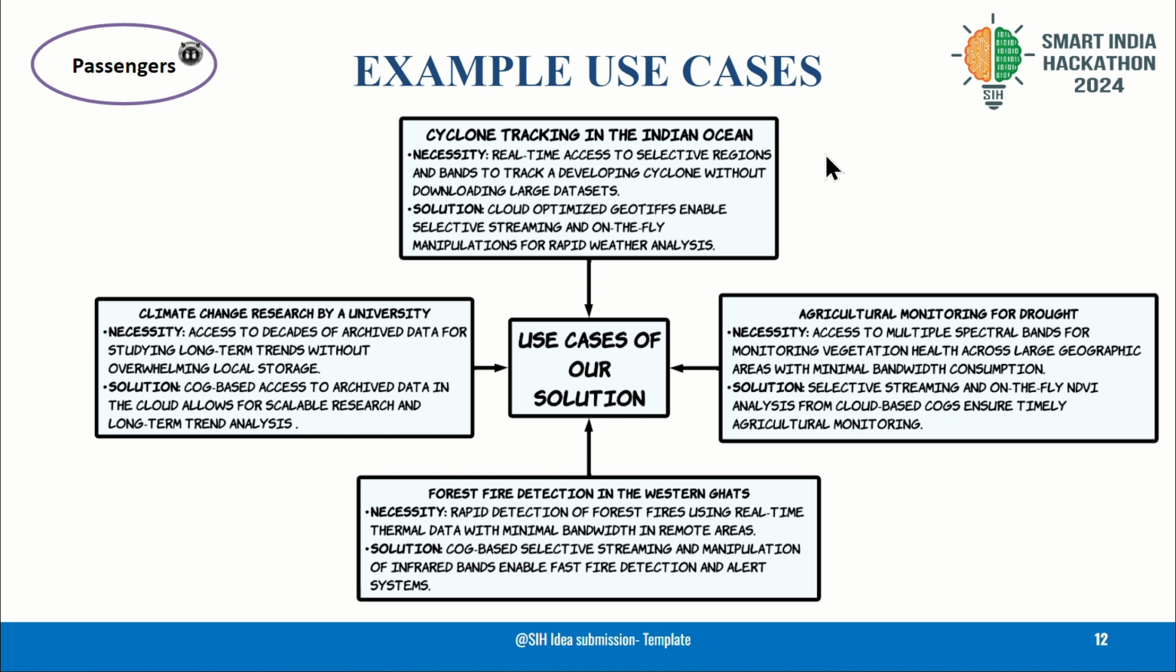And as we know, forest fire detection in the Western Ghats: COG-based selective streaming and manipulation of infrared bands enable fast fire detection and an alert system. Similarly, climate change research by any university: COG-based access to archive data in the cloud allows for scalable research and long-term trend analysis.